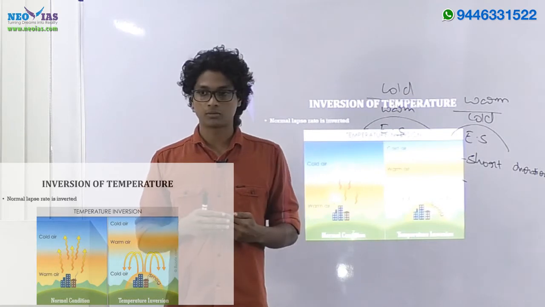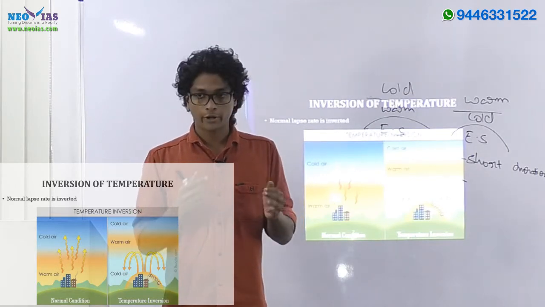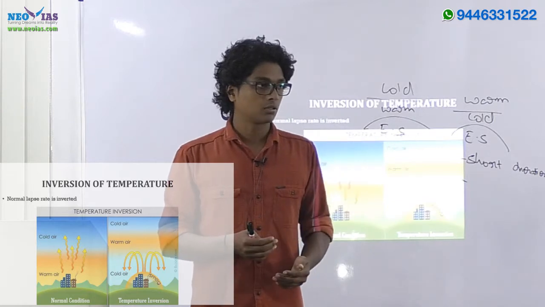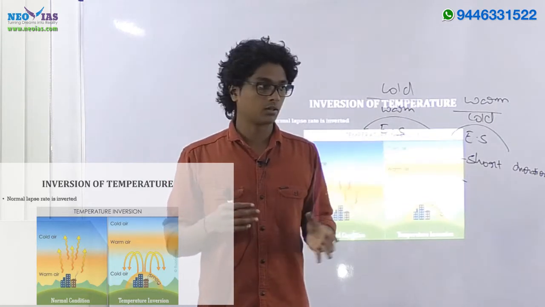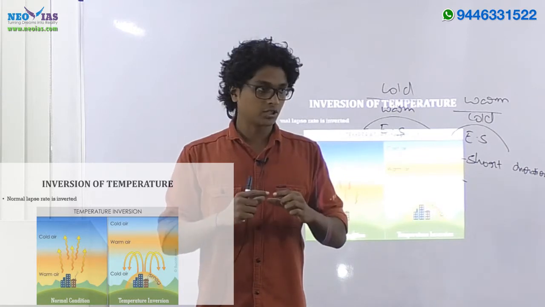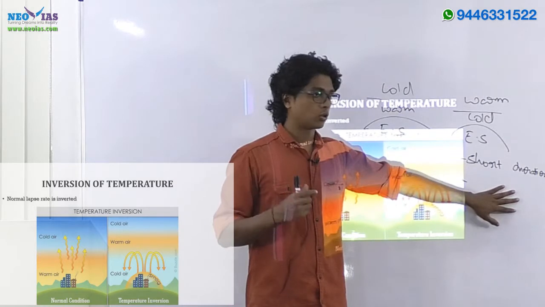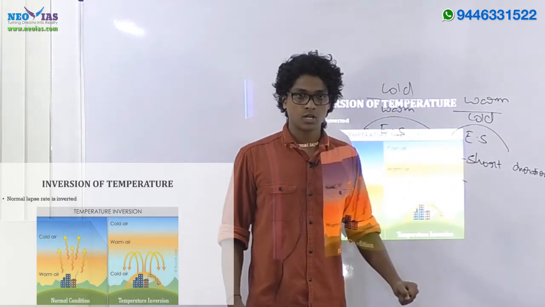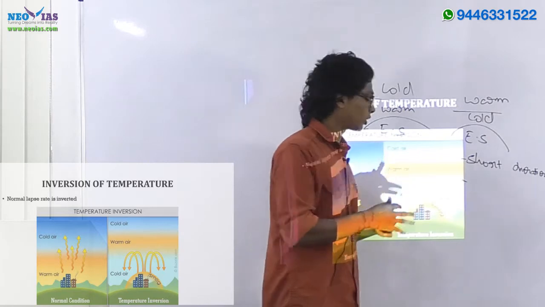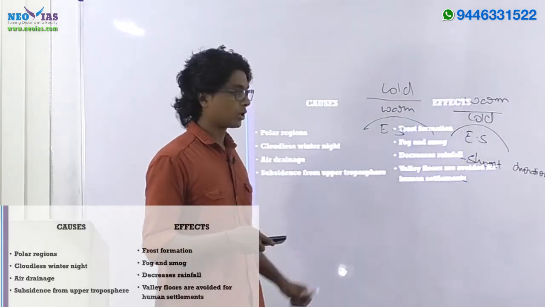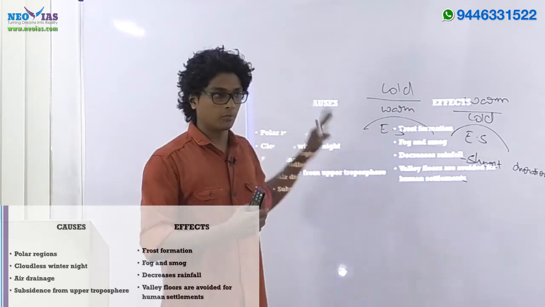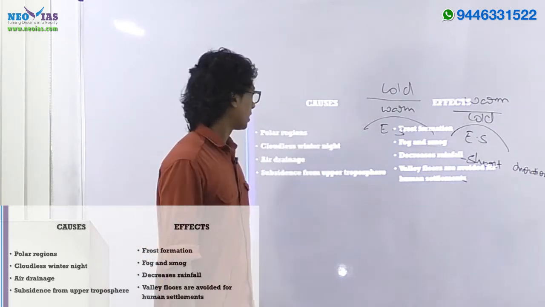Are causes being asked in the question? No, right? But we have to bring up that thing, I mean causes. But will you take more words, around 50 words, for explaining causes? What do you think? Should you do like that? No, we have to address the causes, but we have to keep the word limit in mind. Okay, and what I am suggesting, you can bring up the causes where you are talking about temperature inversion. You can bring up the causes in your introduction, taking 2 lines: polar regions, cloudless winter night, air drainage and subsidence from upper troposphere. Okay, but need not take many words for this, right? Keep that in mind.